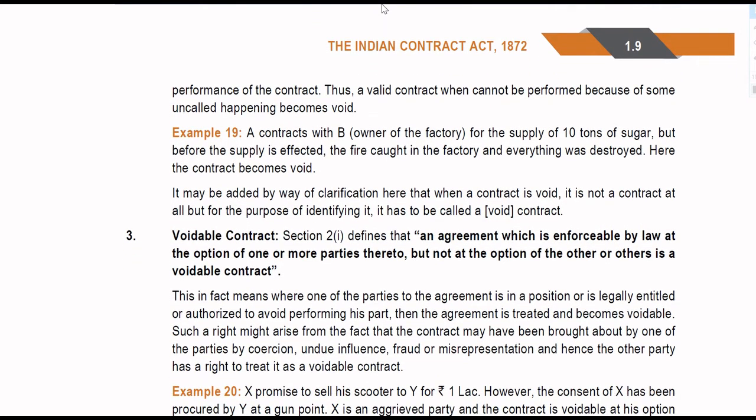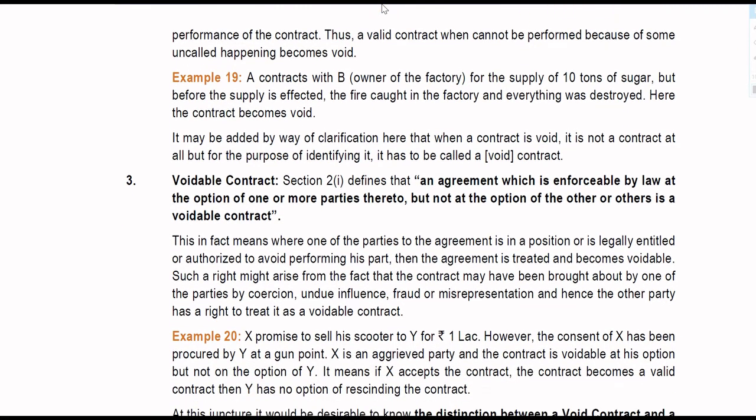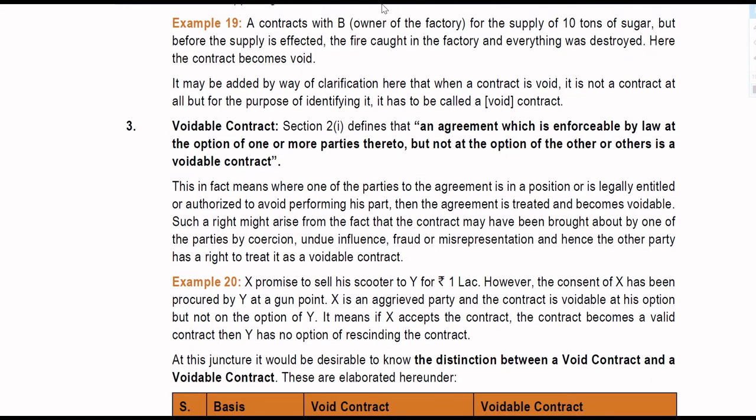Point number three, voidable contract. Section 2(i) defines that an agreement which is enforceable by law at the option of one or more parties thereto, but not at the option of the other or others, is a voidable contract. This in fact means where one of the parties to the agreement is legally entitled or authorized to avoid performing his part, then the agreement becomes voidable.